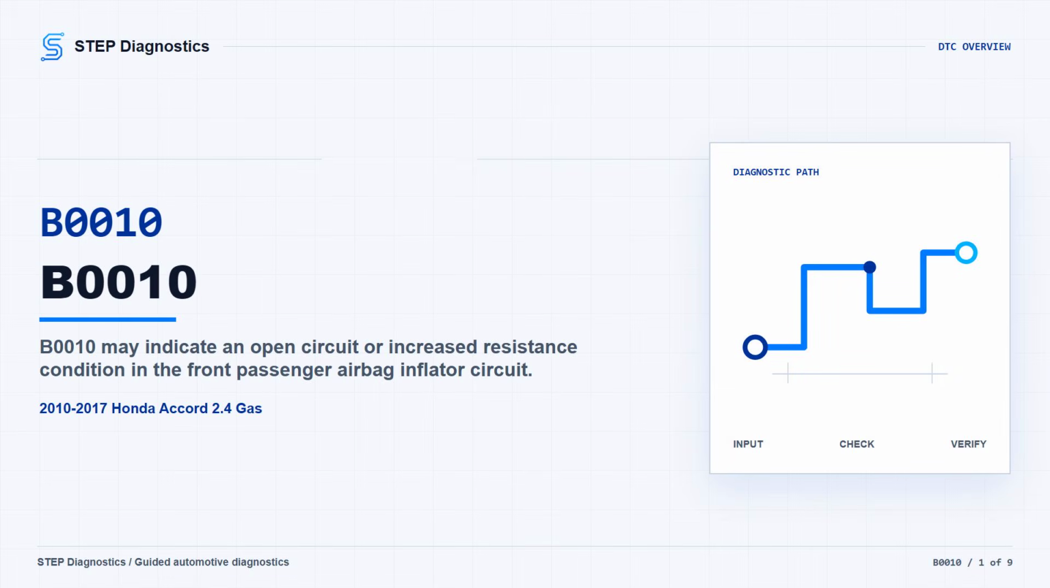Today we're looking at B0010 on a 2010 to 2017 Honda Accord with the 2.4 gas engine. In plain terms, this code can point to an open circuit or higher than expected resistance in the front passenger airbag inflator circuit. The SRS warning may be on, and the system may limit airbag operation until the fault is corrected. Broadly, the possible fault areas can include the passenger airbag inflator circuit, the dashboard harness connector fit at the SRS unit, the SRS unit itself, or an intermittent connection.